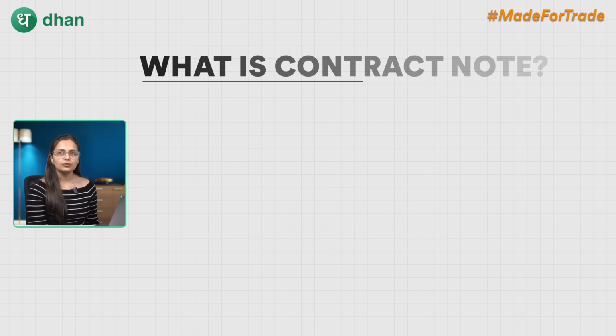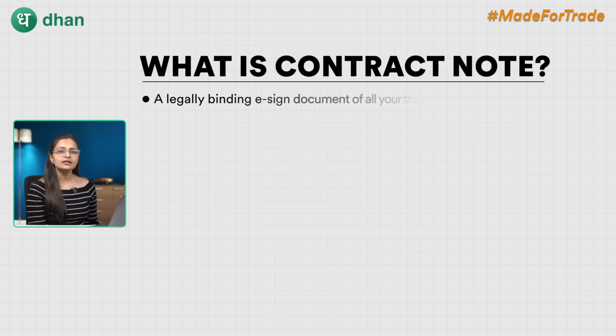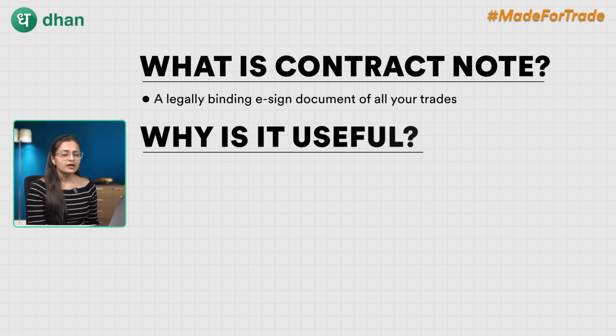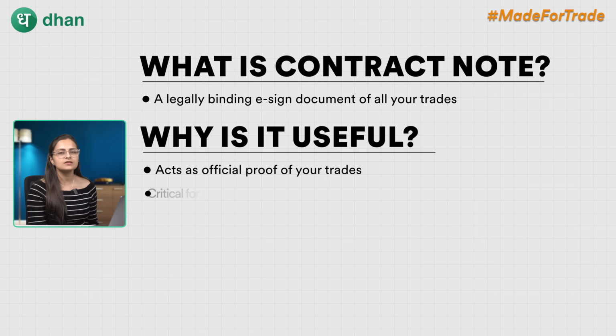What is contract note? A contract note is a legally binding e-signed document that details every trade you have ever executed or made. Why is it useful? It serves as an official proof of your trades and is critical for reconciliation, verification and for tax filing.